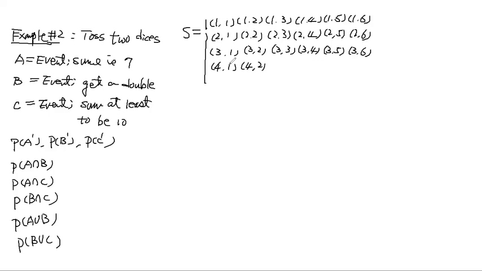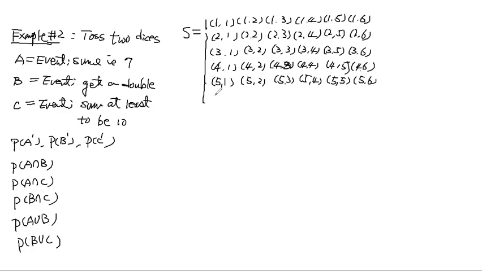(4,2), oh, (4,3), (4,4), (4,5), (4,6). And I have (5,1), (5,2), (5,3), (5,4), (5,5), and (5,6). Now I also have (6,1), (6,2), (6,3), (6,4), (6,5), and (6,6), right?